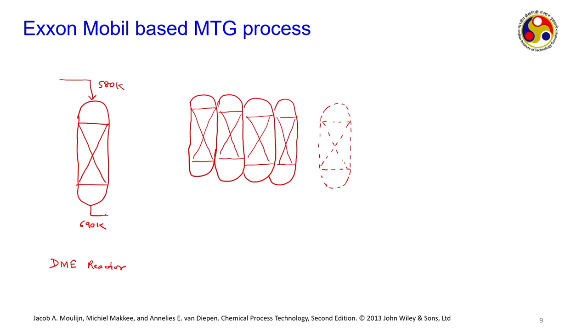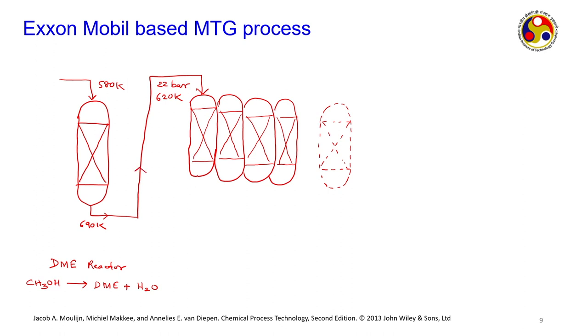What happens is the effluents coming out from the dimethyl ether reactor, where methanol gets converted to DME plus water. So you have a methanol, DME, water equilibrium mixture fed to this gasoline synthesis reactor. It will be fed at a pressure of around 22 bar and a temperature of around 620 Kelvin. So you send this to the reactors.